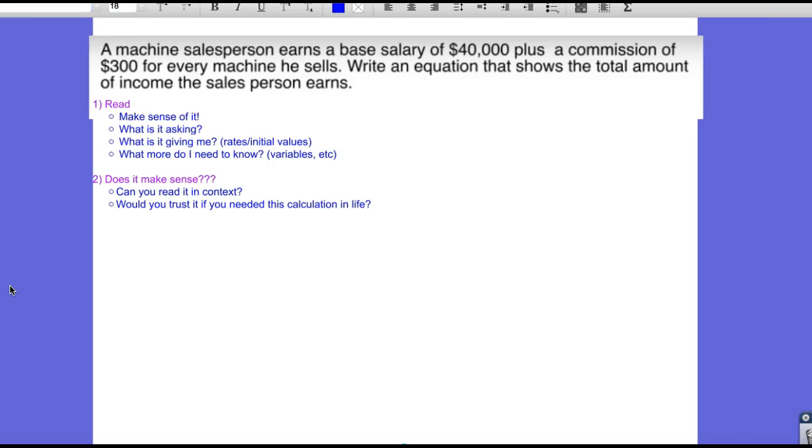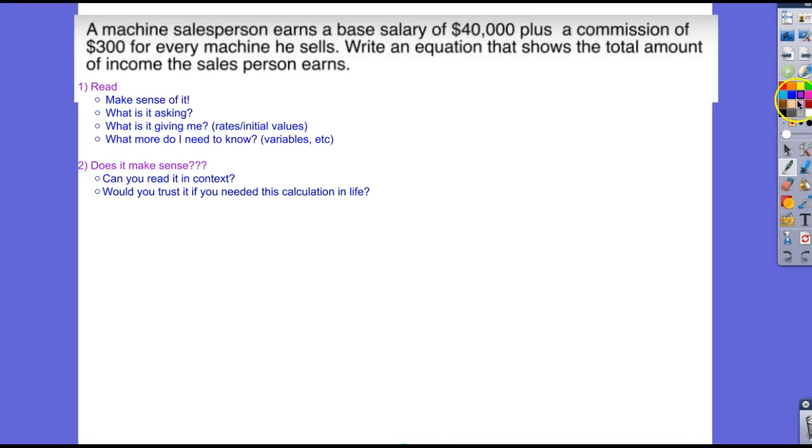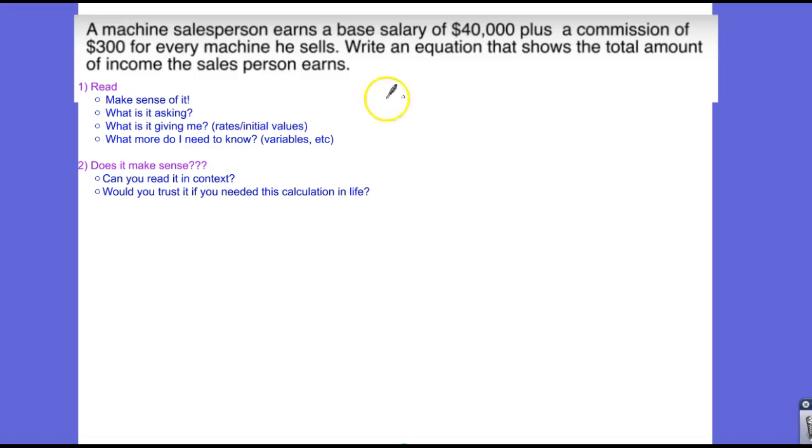A machine salesperson earns a base salary of $40,000 plus a commission of $300 for every machine he sells. Write an equation that shows the total amount of income the salesperson earns. So what's it asking me? It's asking me to write an equation that shows the total amount of income. So I need to write something that's going to give me the income. Well, what is it giving to me?